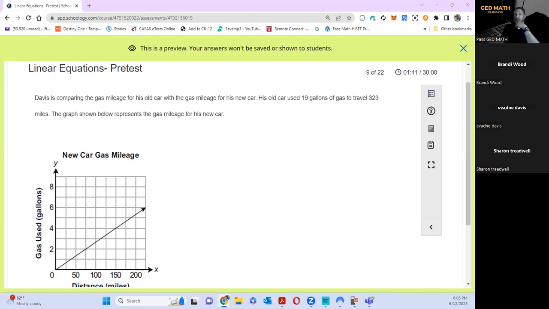So here, first of all, you might not know where to start. But this is what you do. Identify what you know. First of all, 19 gallons of gas to travel 323 miles. We are familiar with miles per gallon, right? They gave it to us, miles per gallon, MPG, but that per means division. So that means miles divided by the number of gallons. We got the miles, which is 323. We got the number of gallons, which is 19.